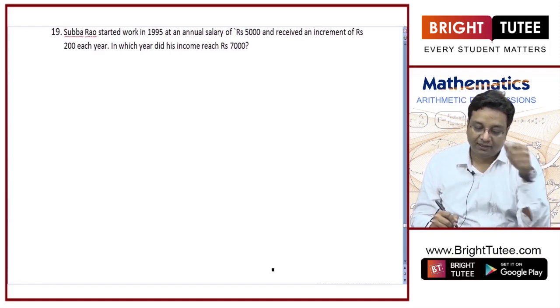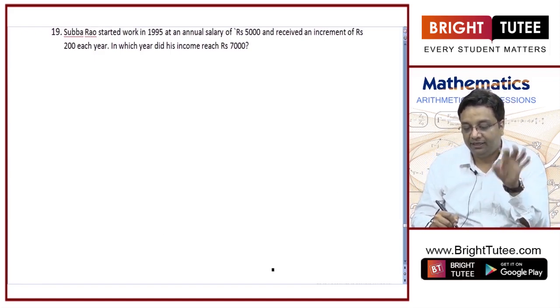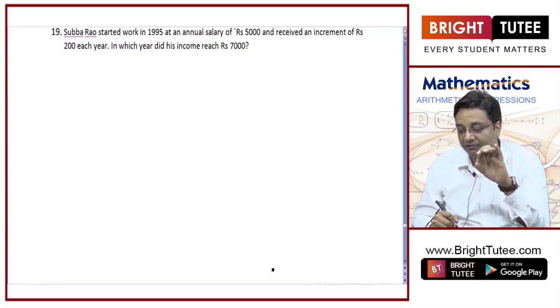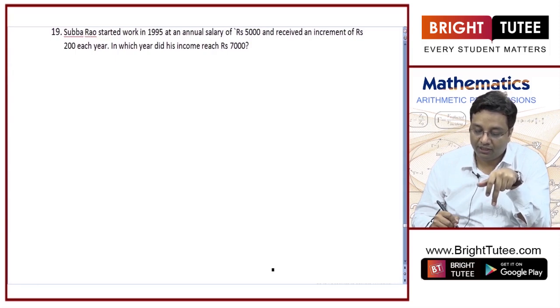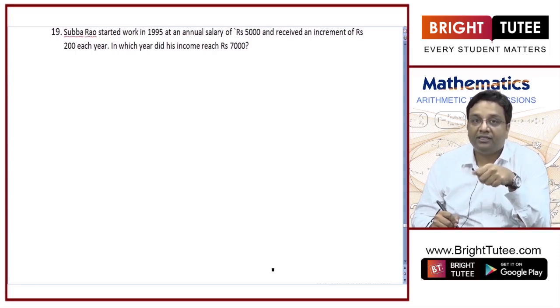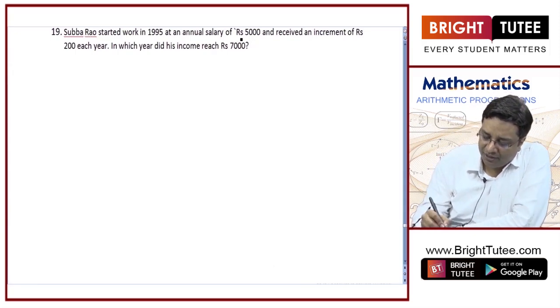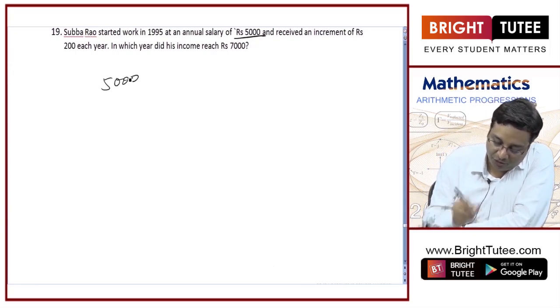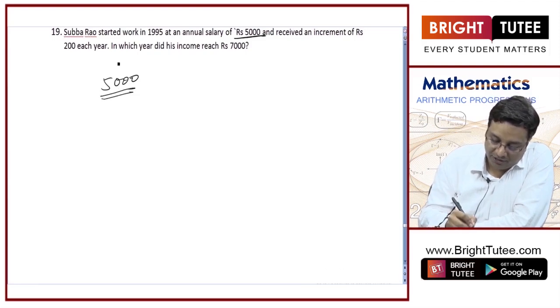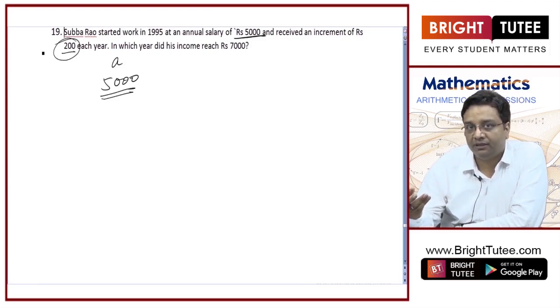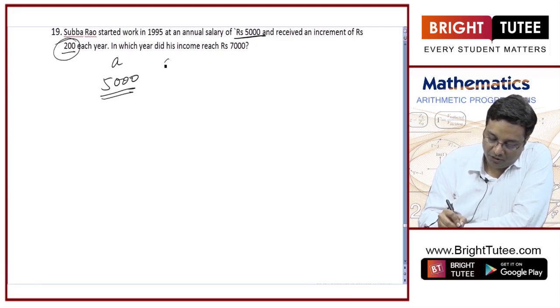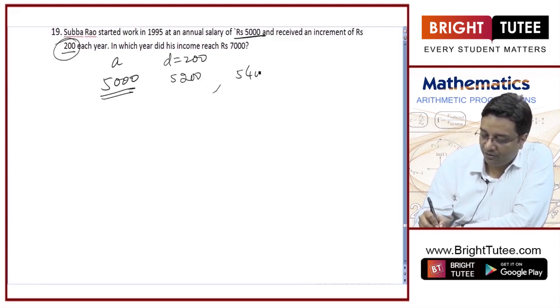19th question says that Subba Rao started work in 1995 at an annual salary of rupees 5,000 and received an increment of 200 each year. In which year did his income reach 7,000? This is a pretty simple question because he started with 5,000 rupees in the first year. So this is our first term, and 200 rupees were increased every year. So what is common difference? 200, right? What was his salary in next year? 5,200. In the third year, 5,400. So we just need to tell in which year it was 7,000.